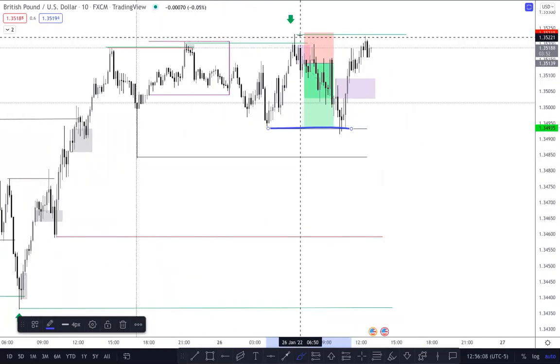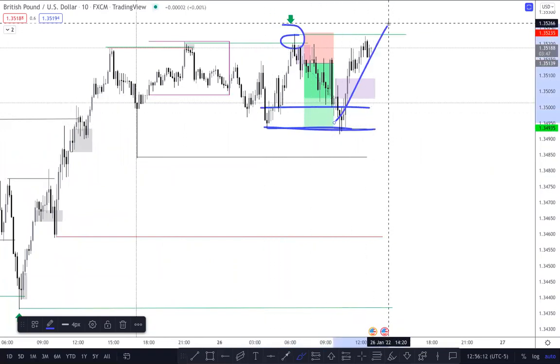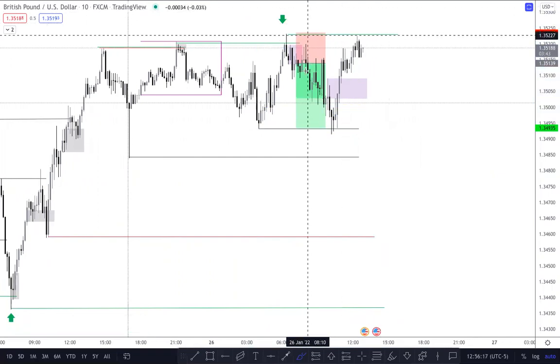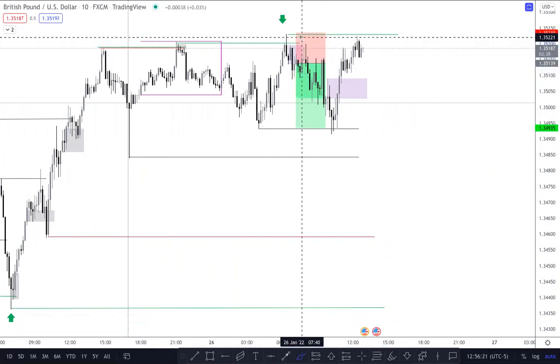Most of SMC was seeing this as a break, and then they were taking this area and continuing long. That's what most people saw. I saw it opposite, right? I saw this as the external sweep, so I decided to go short here.